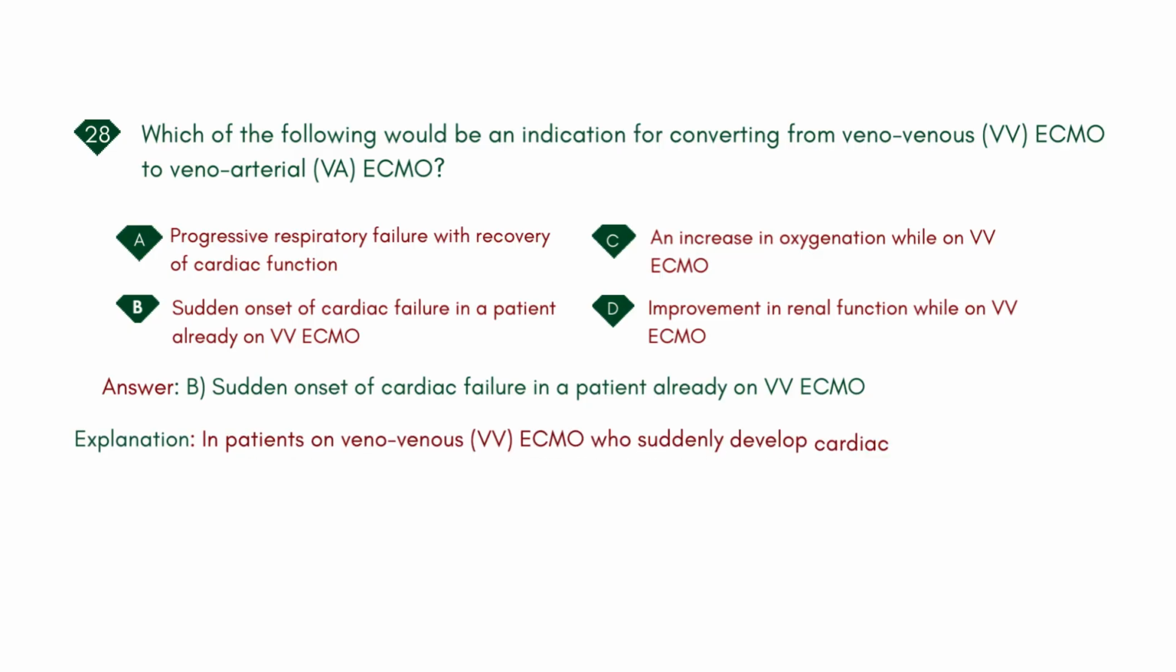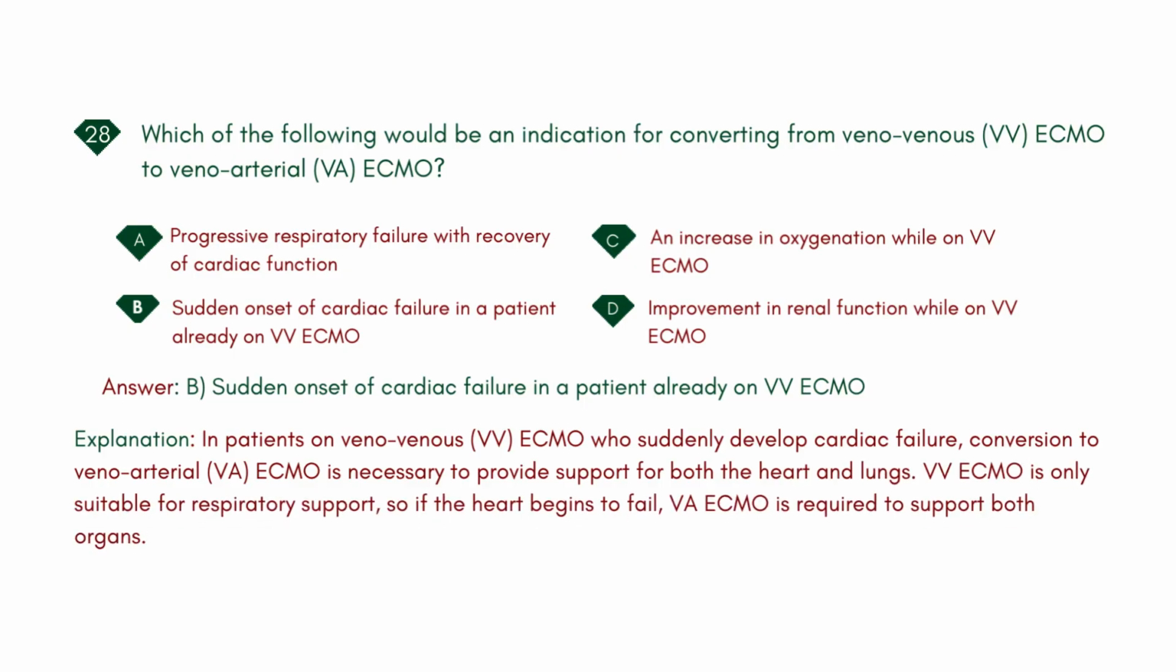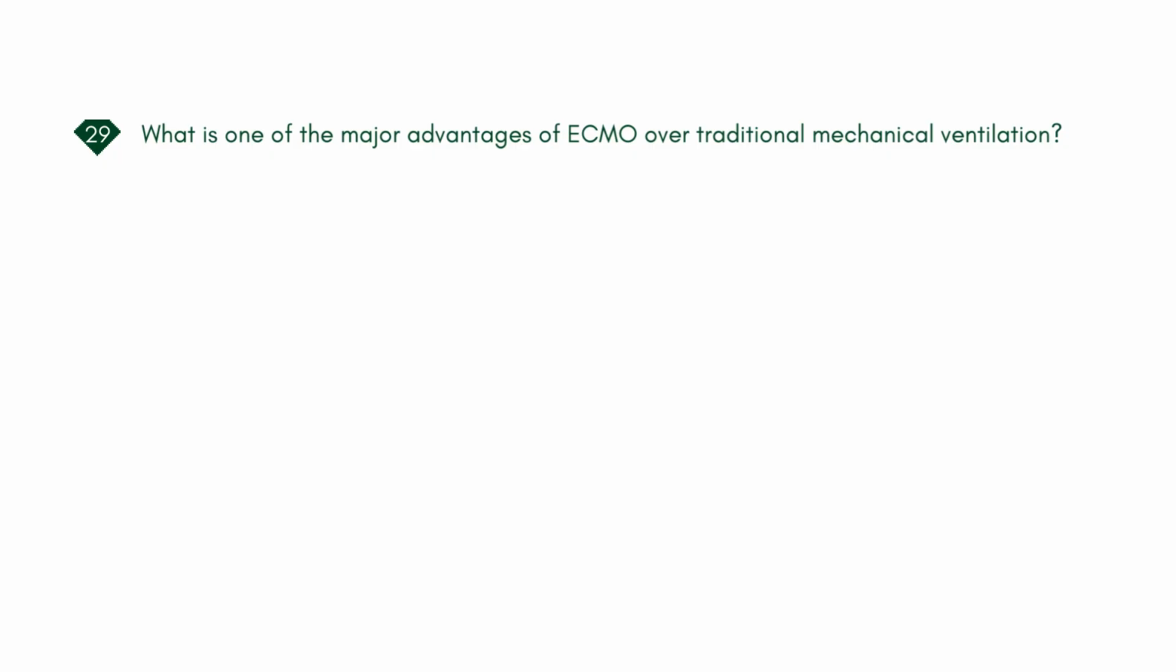Explanation: in patients on veno-venous (VV) ECMO who suddenly develop cardiac failure, conversion to veno-arterial (VA) ECMO is necessary to provide support for both the heart and lungs. VV ECMO is only suitable for respiratory support, so if the heart begins to fail, VA ECMO is required to support both organs. What is one of the major advantages of ECMO over traditional mechanical ventilation?